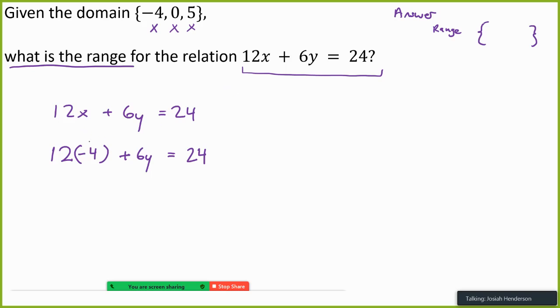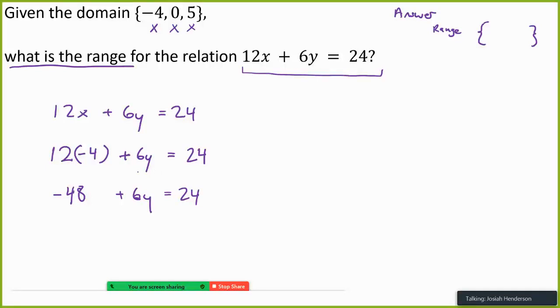Okay, so simplify. Do the multiplication. 12 times 4, I think, is 48. Remember, if one number is negative, then the answer is negative. So 12 times -4 is -48. And we have plus 6y equals 24.